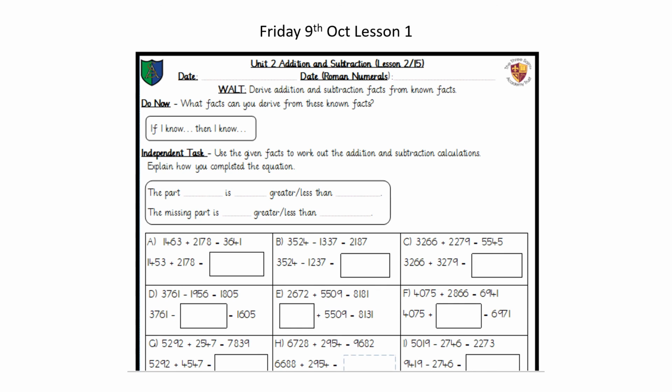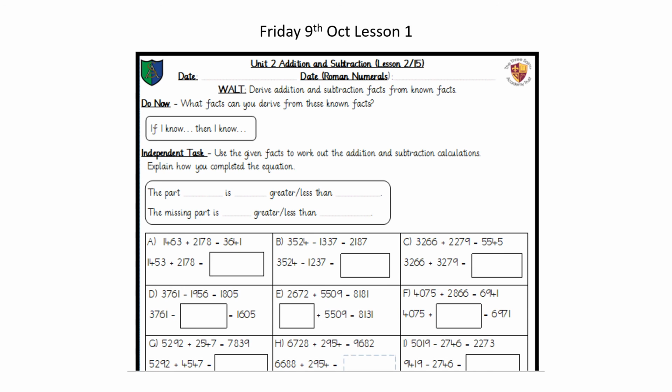For your independent task, you're going to use the given facts to work out addition and subtraction calculations. So, for example, 1,463 add 2,178 is 3,641. From that, I can work out some other calculations. I can work out 1,453 add 2,178. I don't need to do this in column addition.